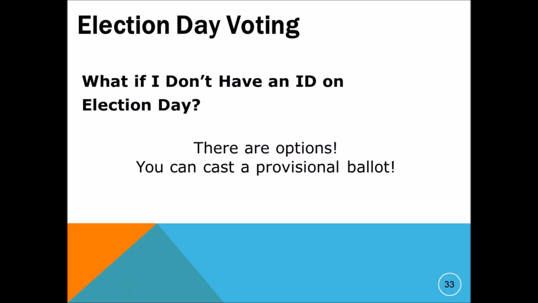If you don't have your photo ID on election day, you can still cast what is called a provisional ballot. You'll have until 4 p.m. on the Friday after the election to bring your ID to the municipal clerk's office in order for your ballot to be counted.